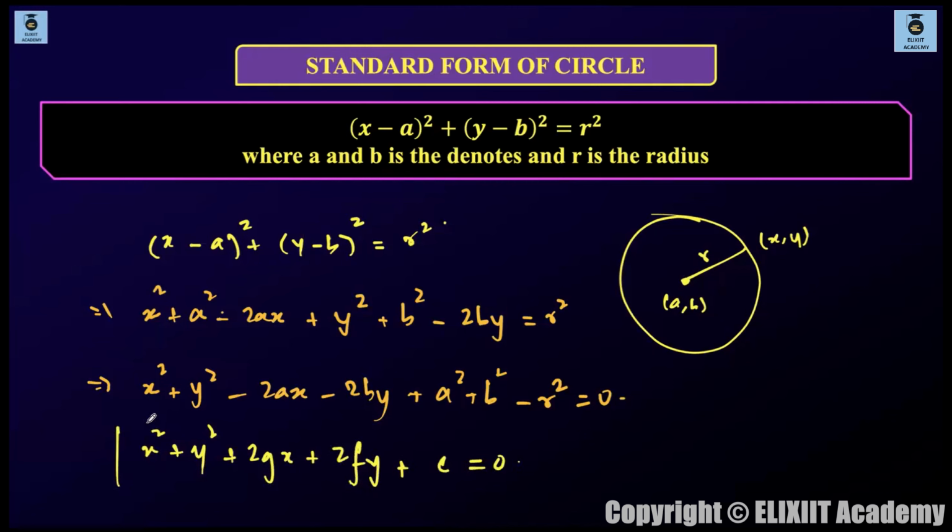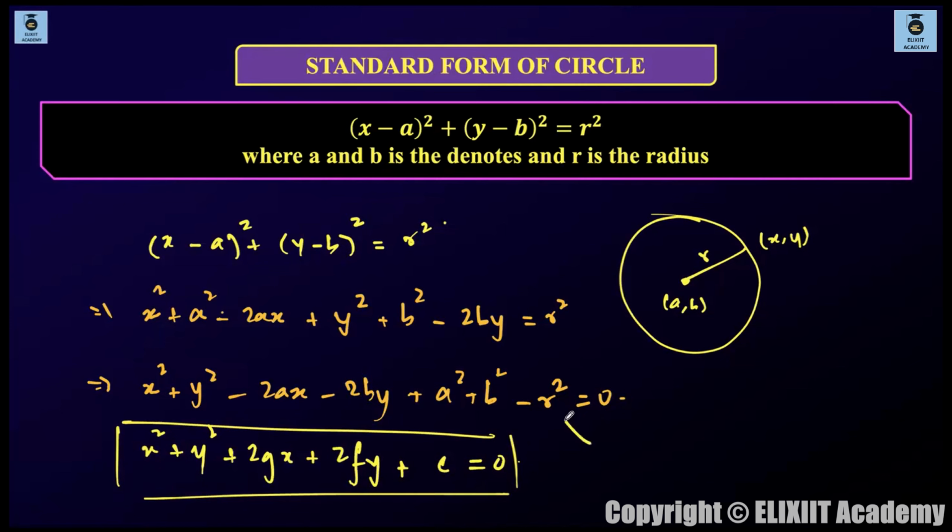Compare with the equation which is given on the next page. You'll get the value of g, the value of f, and the value of c also, the entire constant. This is being simplified. We don't have the habit of remembering this complicated one, so we have given a simplified form: x square plus y square plus 2gx plus 2fy plus c is equal to 0.